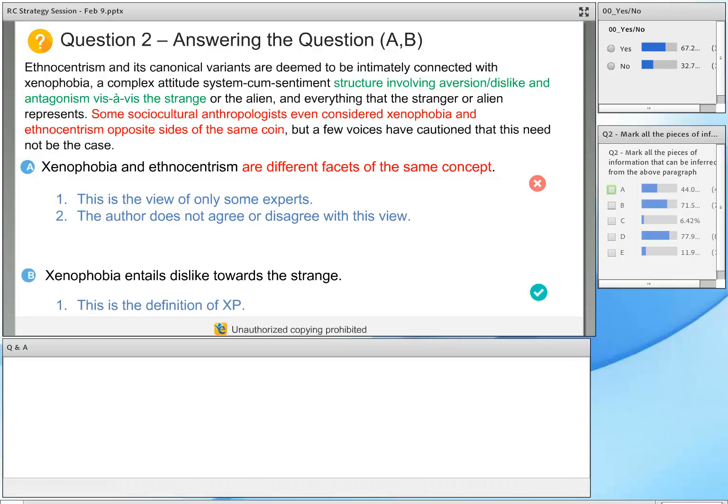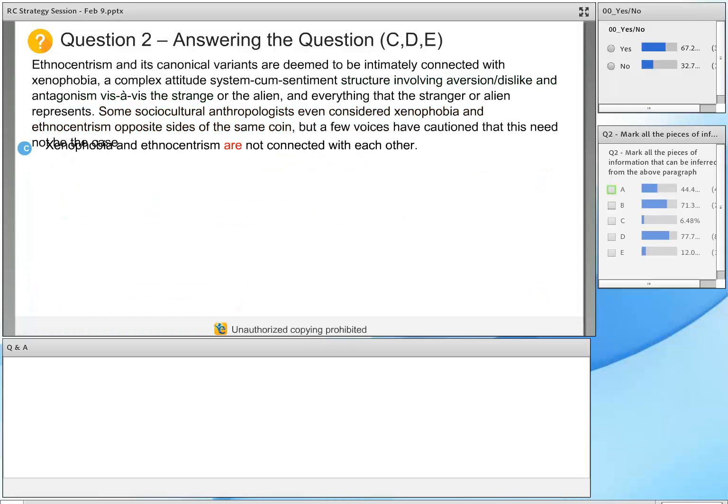Okay. Xenophobia entails dislike towards the strange. This is a summary of the definition that the author has presented of XP. So this is correct. It's a fact. The author always agrees with the facts. Choice C, xenophobia and EC are not connected with each other. This is not even given in the passage.